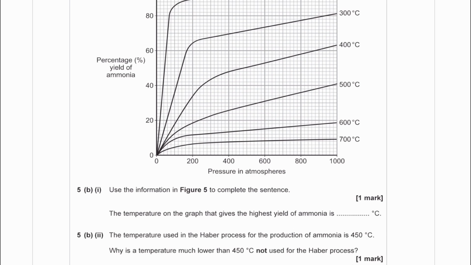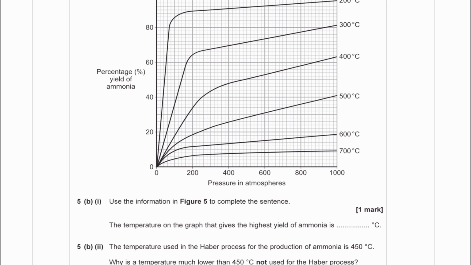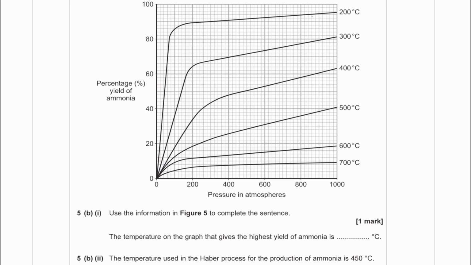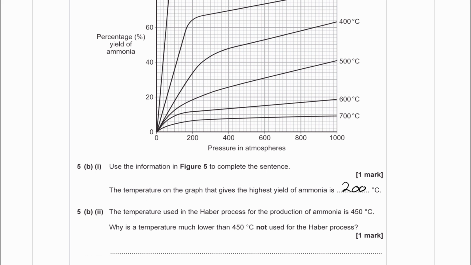Okay, so B part 1. The temperature on the graph that gives the highest yield of ammonia is, well, we can see that the highest yield is this graph here, which is the 200 degrees Celsius graph. Alright. B part 2. It says the temperature used in the Haber process for the production of ammonia is 450 degrees Celsius. Why is a temperature much lower than 450 degrees Celsius not used in the Haber process?